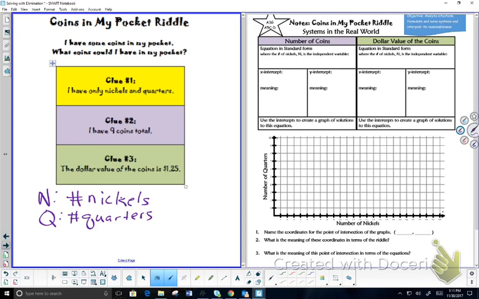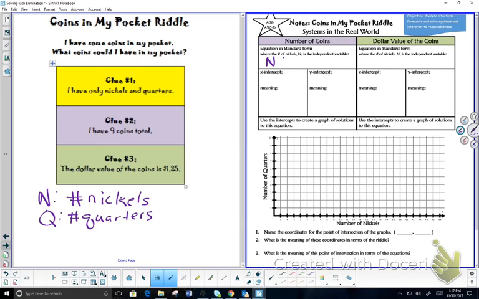Okay, clue number 2. I have 9 coins total. We have enough information to write one of our equations. What equals 9? N plus Q equals 9. The number of nickels plus the number of quarters equals 9 total coins. So N plus Q equals 9.